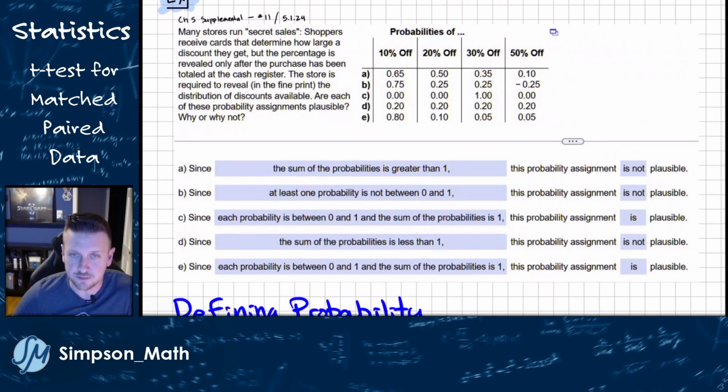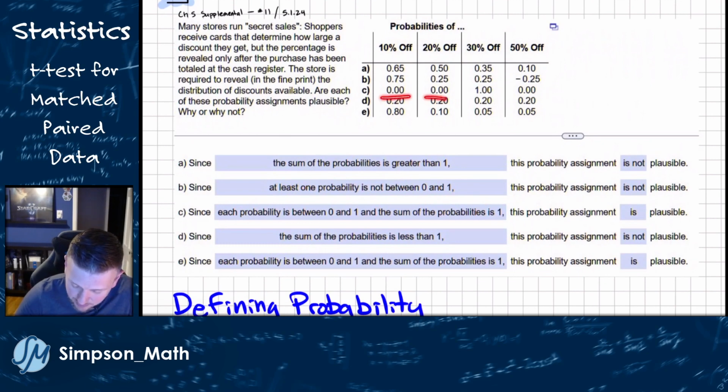Okay. So this is a valid probability here. Valid probability model. Boring, though, because they do all add to 1, and they're all between 0 and 1, but it's not a very exciting one. This one, as you can see, they are all valid, but they add up to be 0.8, so that is not a valid probability model.